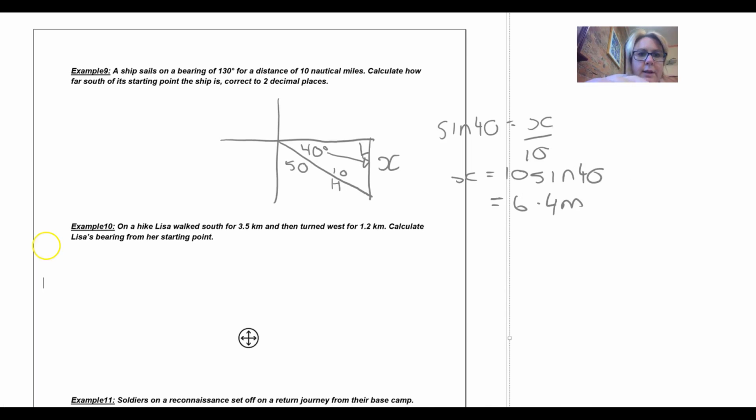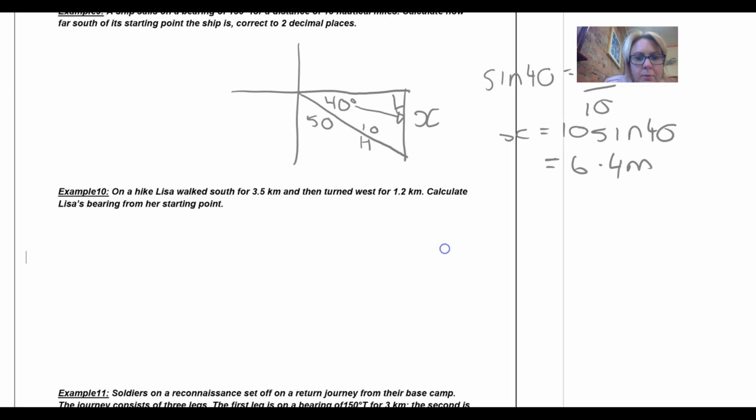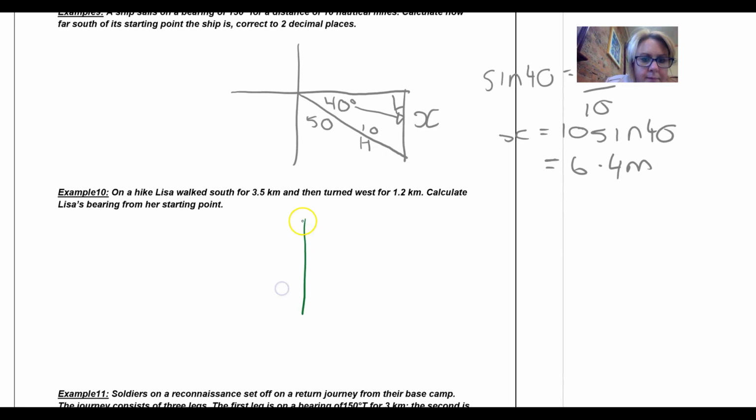Question 10. On a hike, Lisa walks 3 kilometres south and then turns and walks west 1.2. Calculate Lisa's bearing from her starting point. What I want to do is calculate this area here.